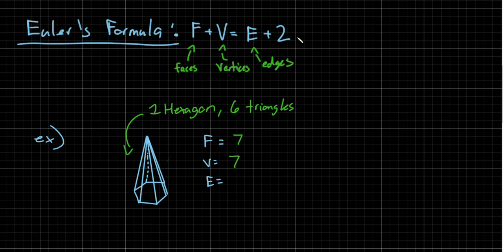Now, edges might be a little difficult to see. That's why we can use this formula. If I have 7 faces and I have 7 vertices, then that's 14 equals E plus 2. So we can solve for this right now. Vincent, what can I do to get E all by itself? Minus 2, minus 2. So I have E equals 12. So if you couldn't see that you have 12 edges, we have 12 edges.